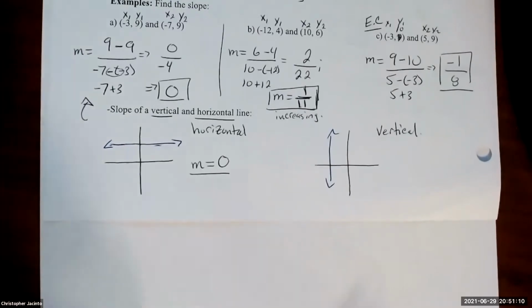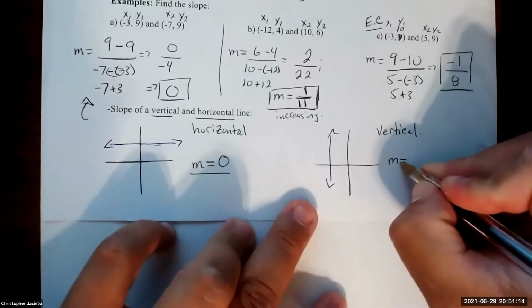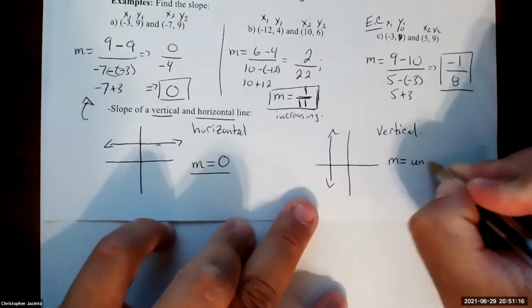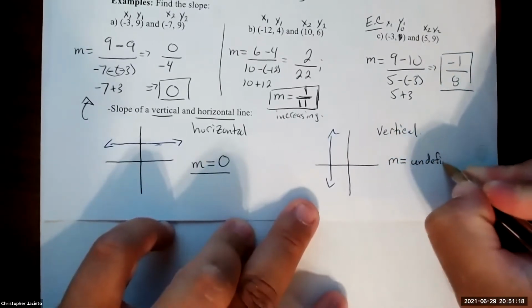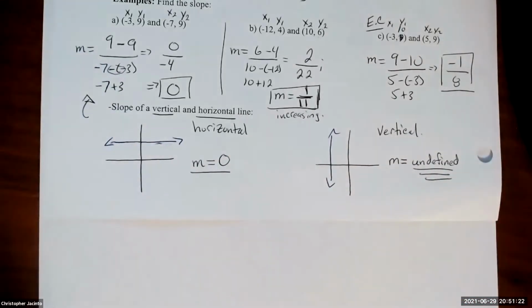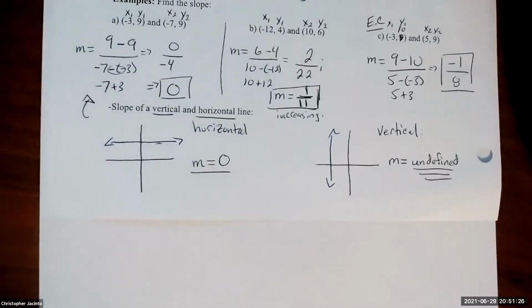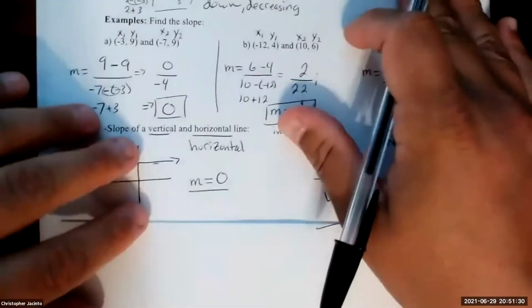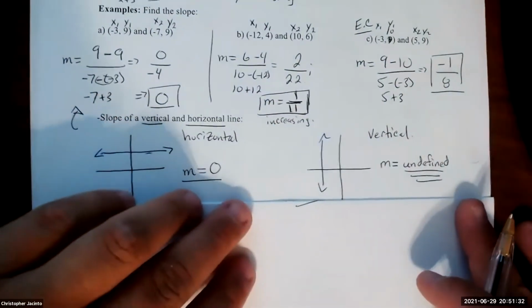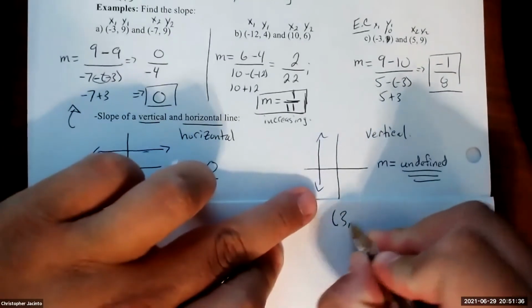However, when it comes to vertical lines, this slope is undefined. Okay. Now, if you're wondering, why is it undefined? Well, let's see what happens. So let's just quickly do an example when you have a vertical line. So let's suppose we have these points here.